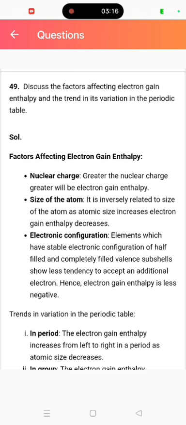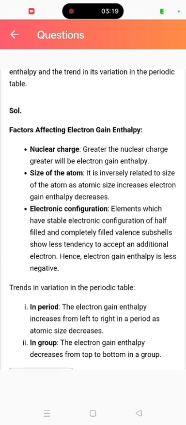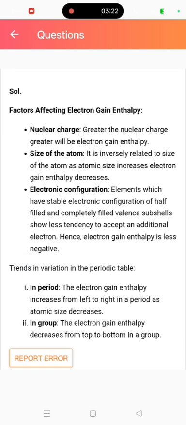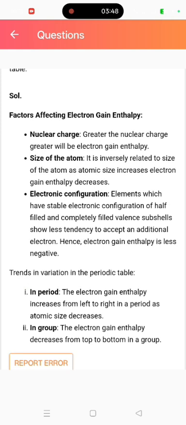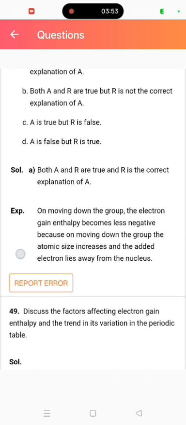Then electronic configuration. Elements which have a stable electronic configuration of half filled and completely filled valence subshell show less tendency to accept electrons. If they are already half filled or fully filled, the electron gain tendency will be low. So electron gain enthalpy is less negative. And how does it vary in a period and group? Electron gain enthalpy increases from left to right in a period as atomic size decreases. In a group, the electron gain enthalpy decreases from top to bottom. Okay.